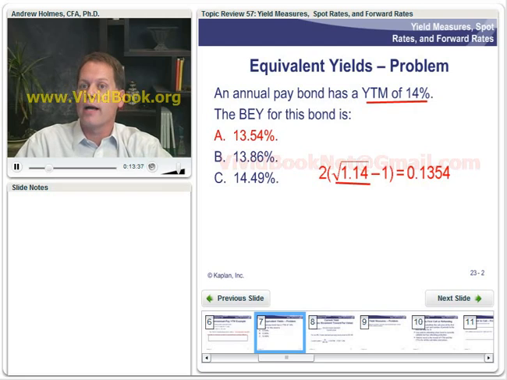We're going to subtract off the 1, to get rid of the 1 that we added in here, right? What we're really working with is 14%. We added in the 1. Then we multiply that by 2, and we get this 13.54%. Make sure that you understand that 14% on an annual basis is the same as 13.54% on a semi-annual basis. So the effective yields here are the same. The BEY of 13.54 gives you exactly the same return as annual compounding of 14%.